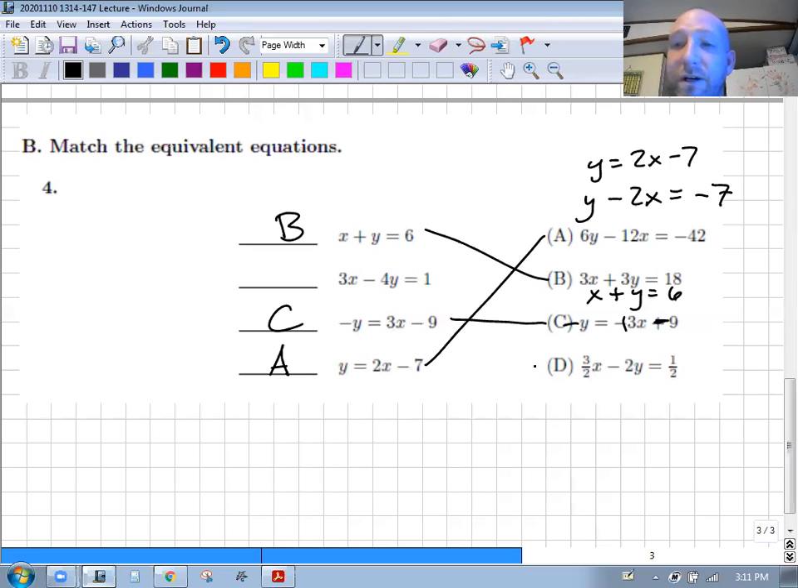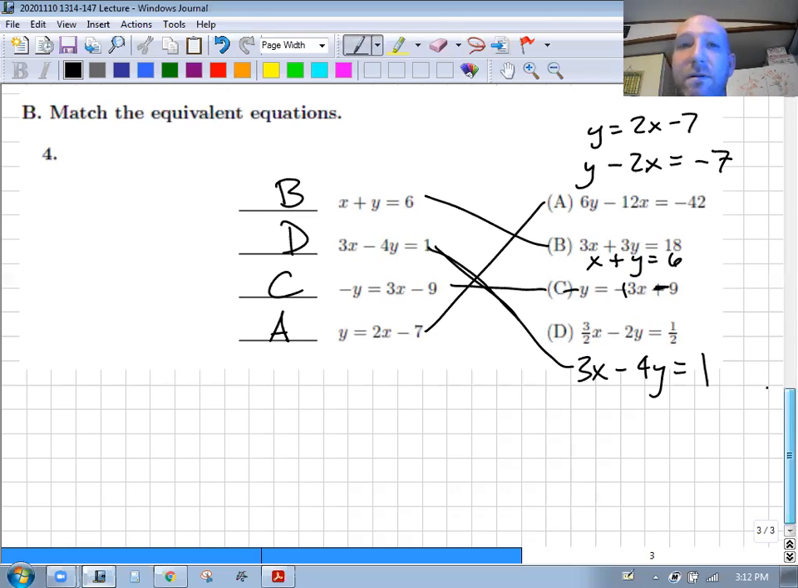So of course we know that one has to be D. Let's figure out how these are equivalent though. This says 3x, right? This is 3 absolute value of x. We multiply both sides by 2, we get that. Yeah, which is exactly that. Any questions about this?